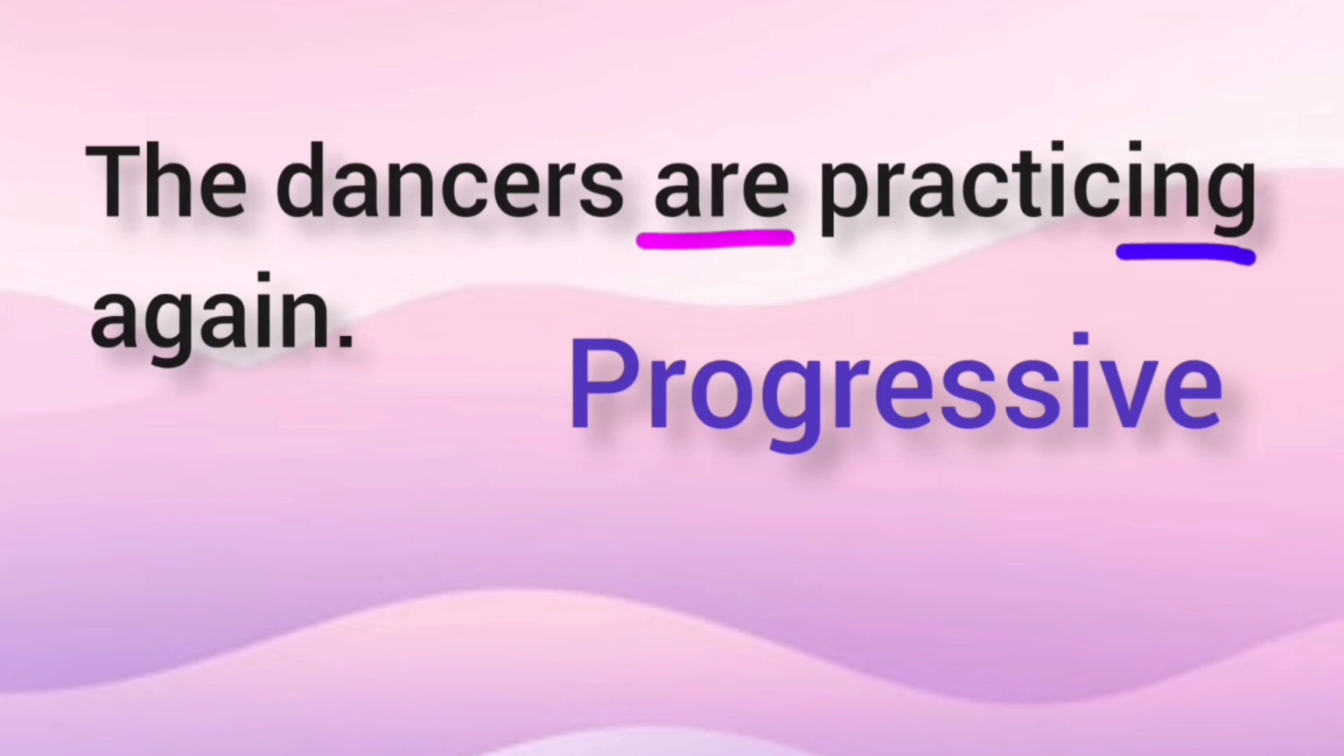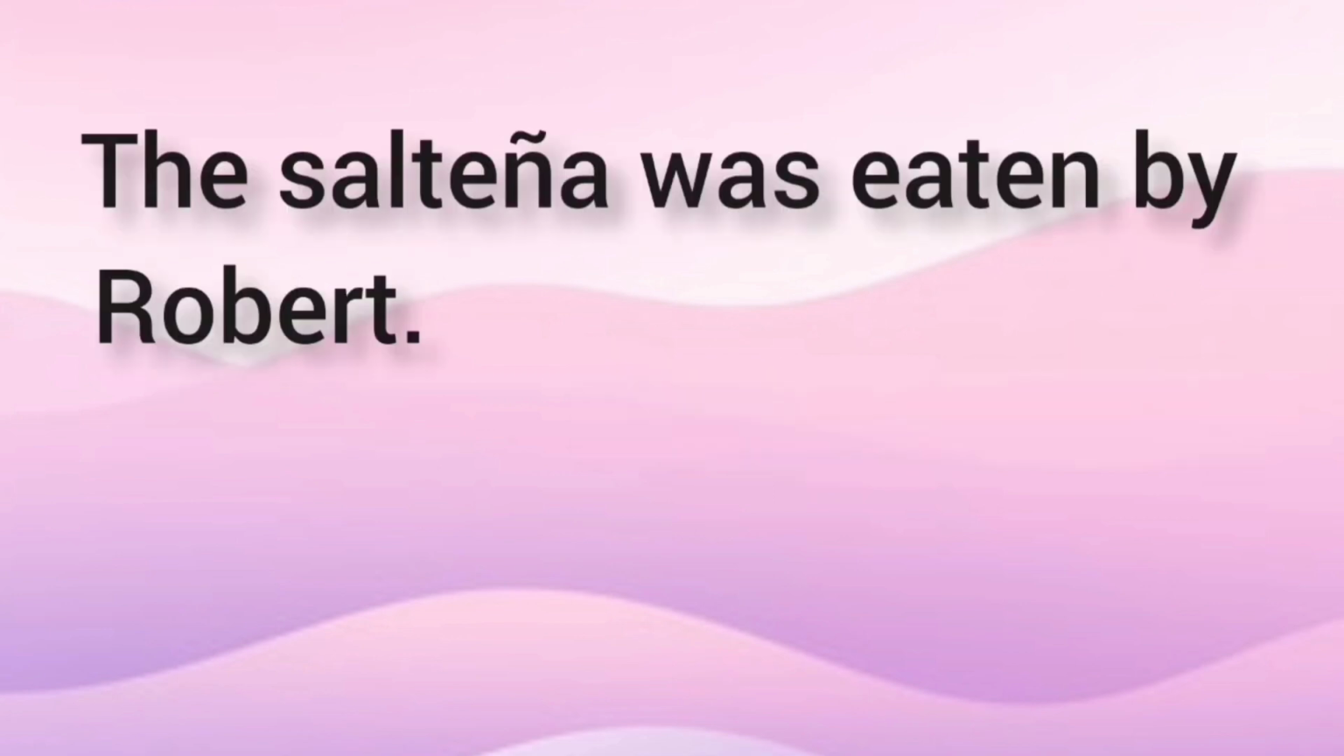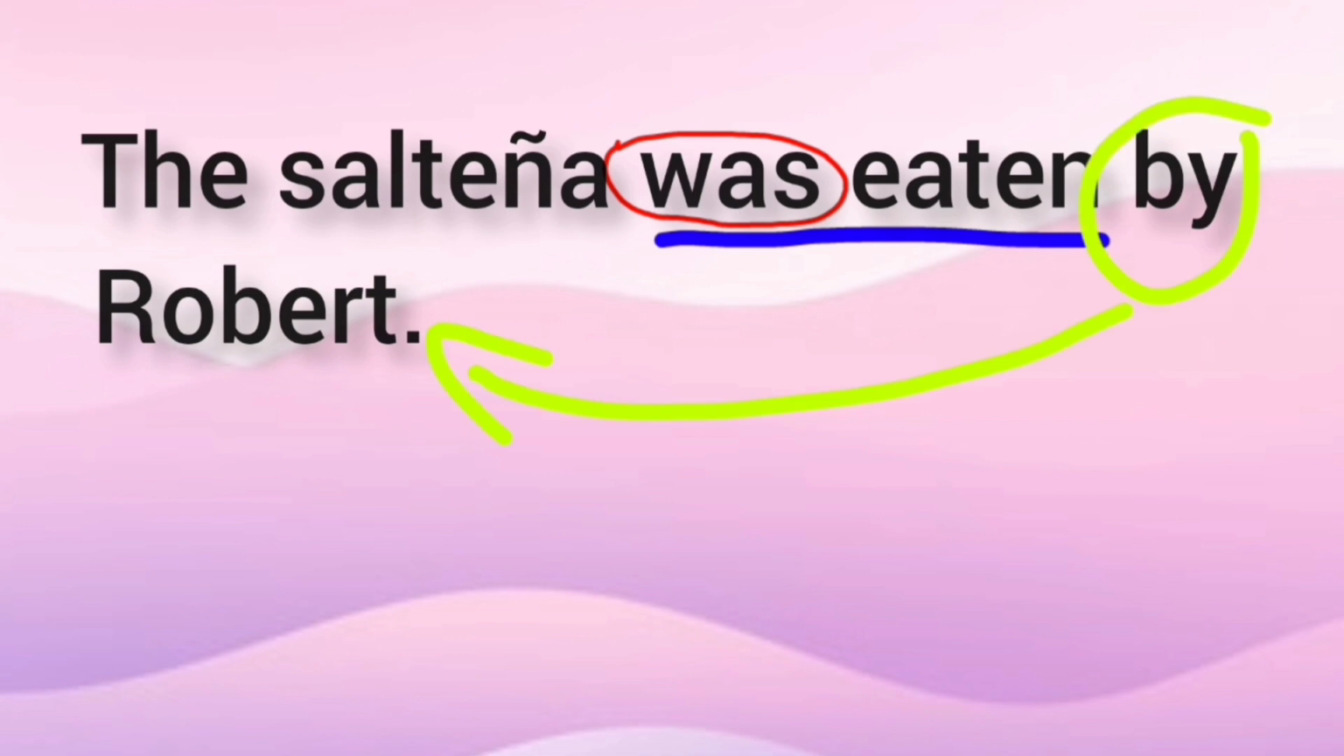Now, another example. The salteña was eaten by Robert. In this sentence, the verb to be is an auxiliary because the sentence is in the passive voice. The sentence is in the passive voice because the subject received the action. Remember.